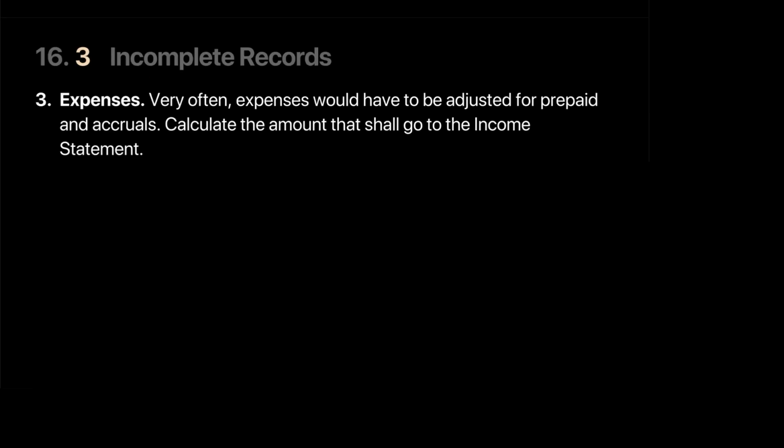So once we're done with the upper half of our income statement, which is sales and cost of goods sold, we now need to look at our expenses. Expenses will obviously have adjustments for prepaid and accruals. Our job is to calculate the actual amount of expenses. A very useful account that we can draw for expenses is an expense account, which would record all prepaids and accruals. Let me show that as well.